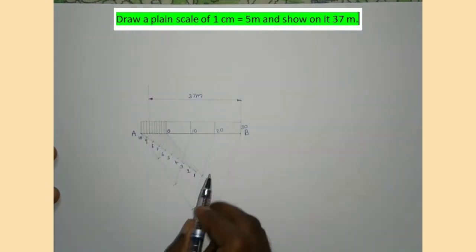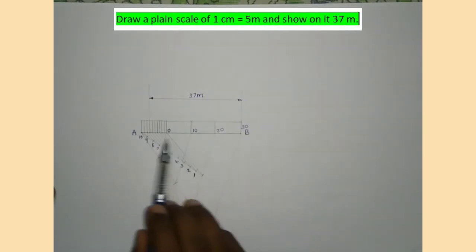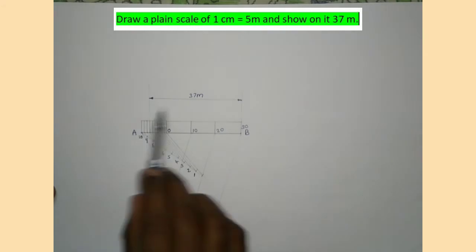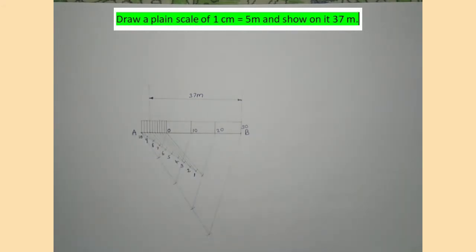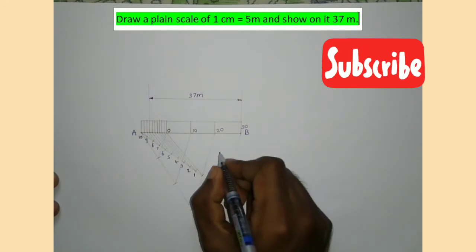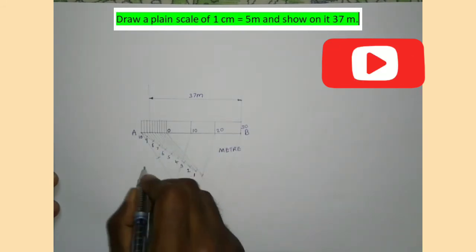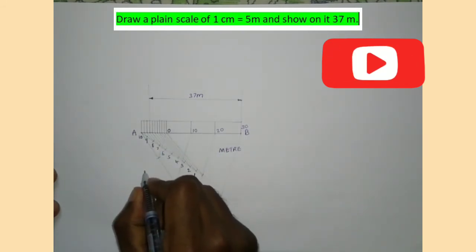Okay, we showed the length of 37 meter. That is 30 plus 7 meter. On the right side we can write meters. The left side is also meters. The smallest division is also in meters.